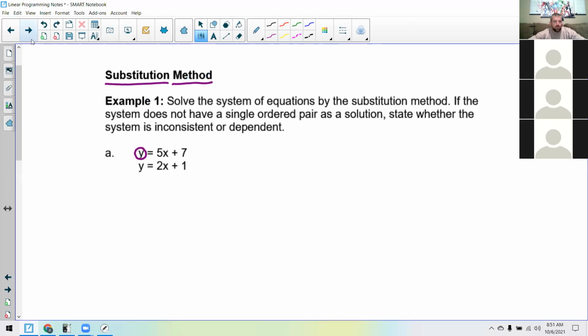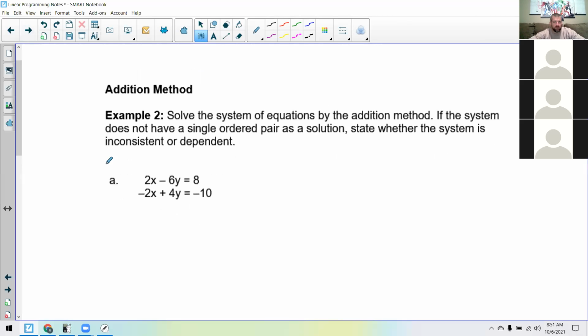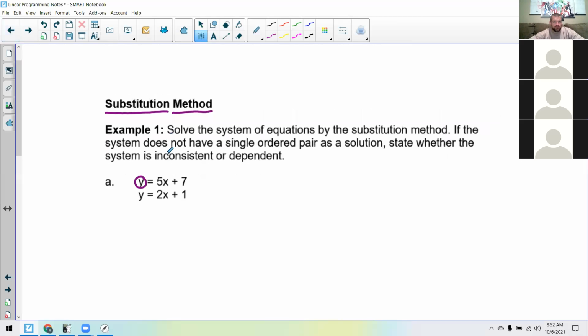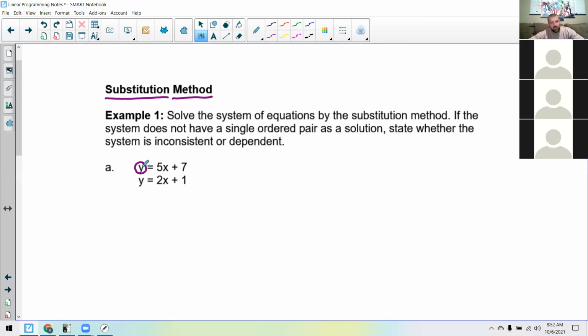What do I mean? Look at this next example here. On the next page, you don't have to flip it. Notice that the x and y are on the same side. The x and y are on the same side. So none of the variables are isolated. So I'm going to use a different method, the addition method. So I use the substitution method when one of my variables in one of the equations, or both, is isolated.